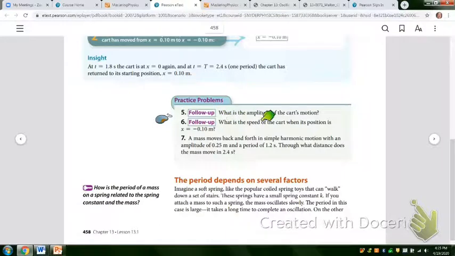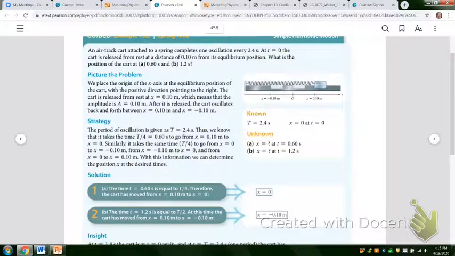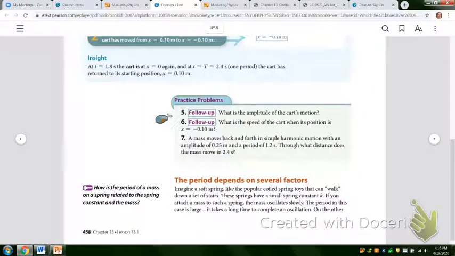Number 6. What is the speed of the cart when its position is at x equals negative 0.10? Well, at x equals negative 0.10 is when the spring and the cart turn around and come back the other direction. So in order for anything to turn around and go the other direction, it has to come to a stop. Even if it's such a microscopic stop you can't see it, officially the velocity has to come to 0, just like when you throw a ball up in the air and it has to stop before it can turn around and come back down. So at this position right here, the speed would have to be 0.